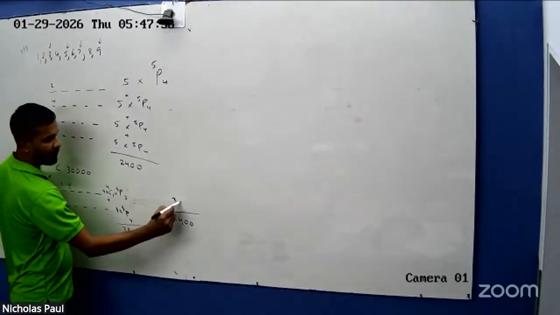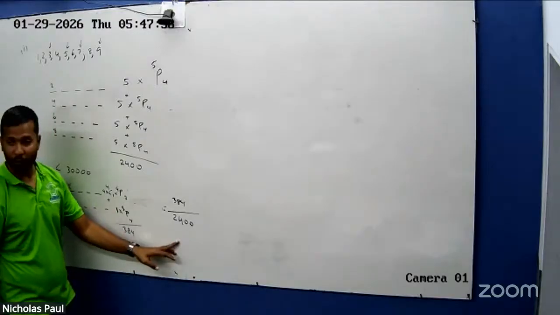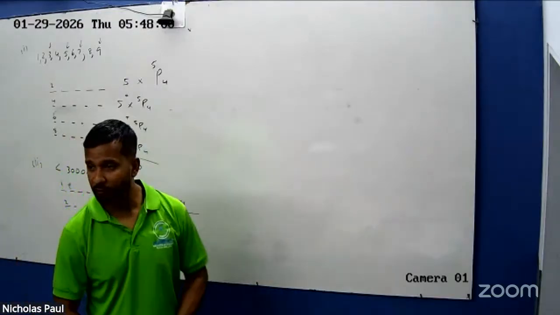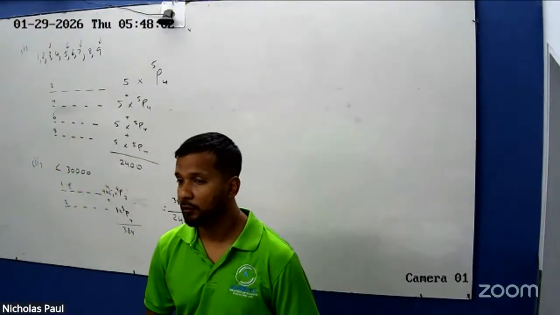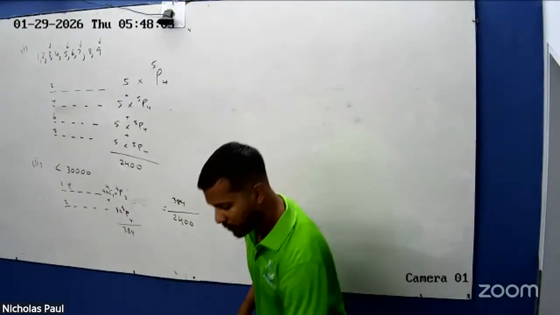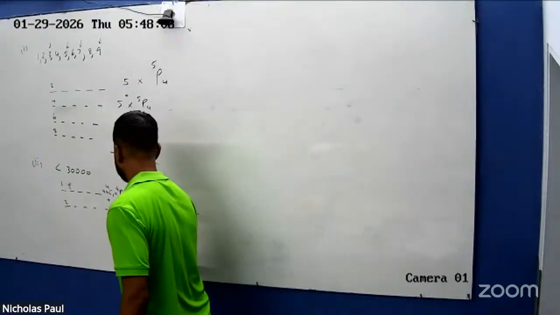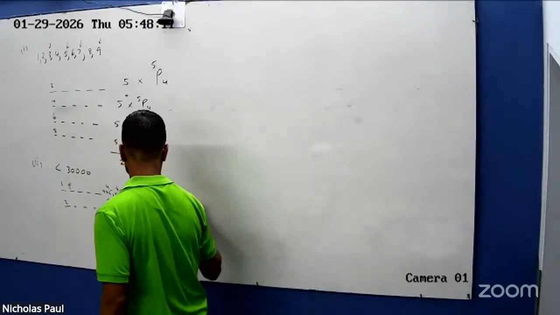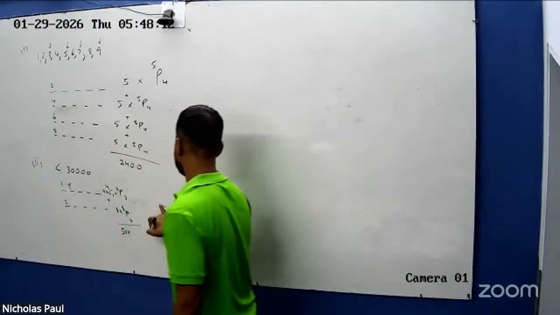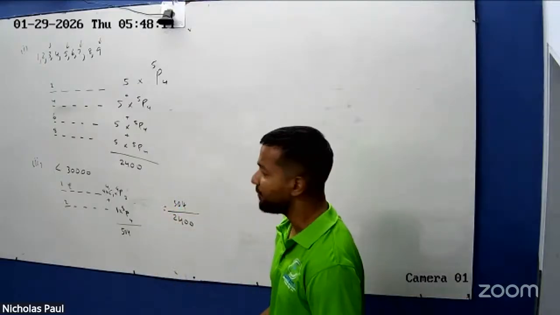384. So the answer is 384 over 2400. Huh? 504. 504, right?